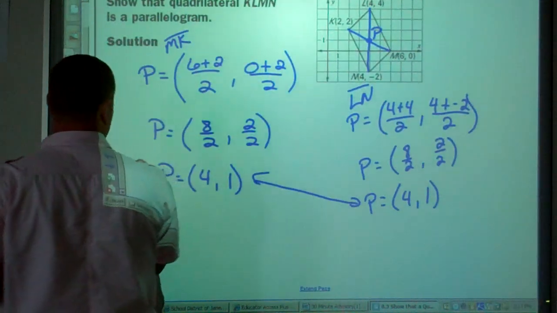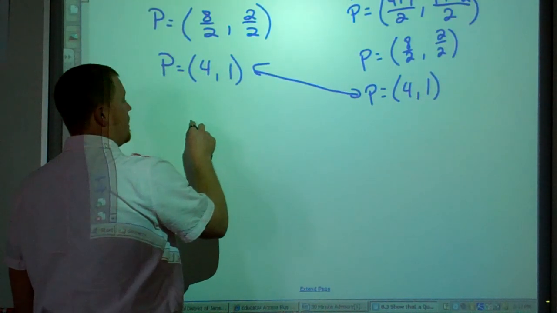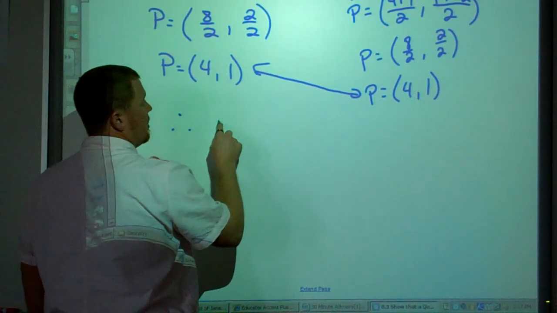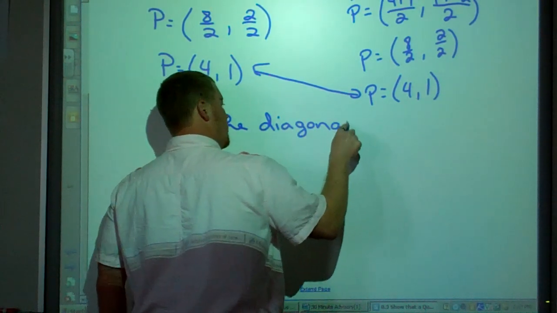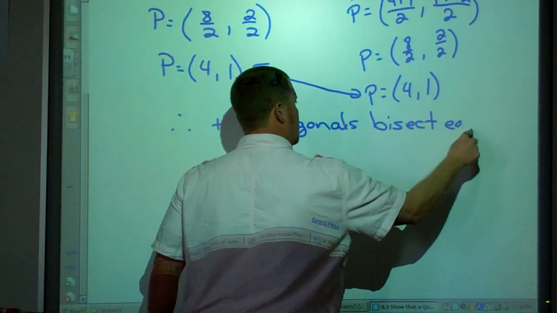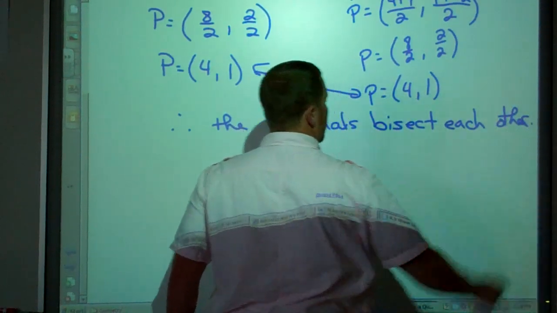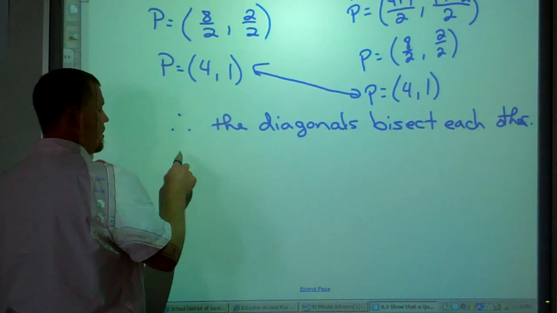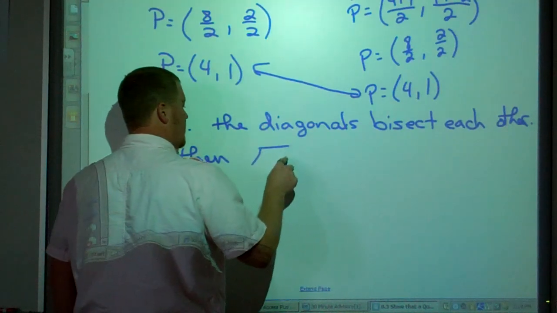Alright? Knowing the midpoint is the same for both of those diagonals, therefore, (3 dots means therefore) the diagonals bisect each other. And then because of that, if the diagonals bisect each other, then it's a parallelogram.